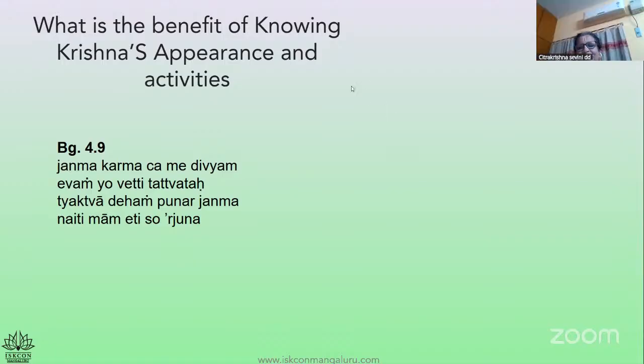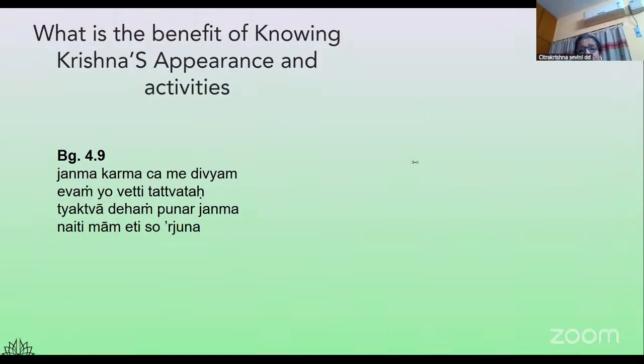Hari bol. Thank you. So you all are not going to come back. None of you will come back. You all have said, with Krishna's mercy. One who understands Krishna's birth, Krishna's activities, all is divyam. Divyam is what? Para. For the past few days we have been seeing, divyam is para. So what will happen? All this, Krishna's activity, Krishna's birth, everything is divyam. One who knows this, evam yo vetti tattvataha, that he is the absolute truth and his activities are divyam, one who knows this, tyaktva deham, when you leave your body, punarjanma, second birth.